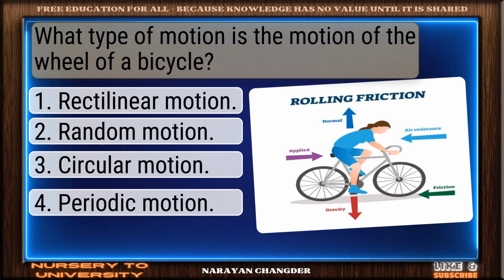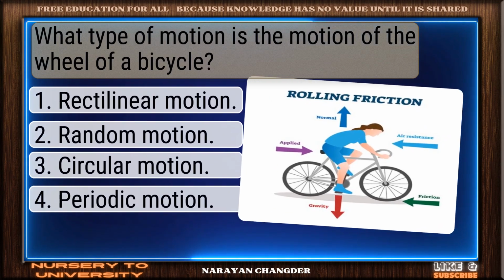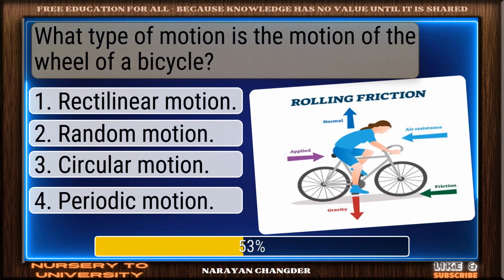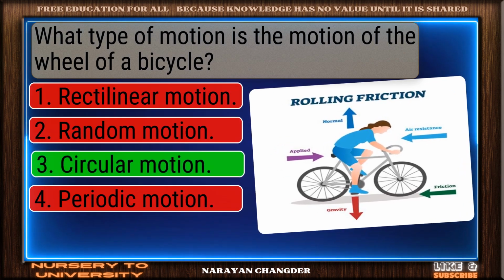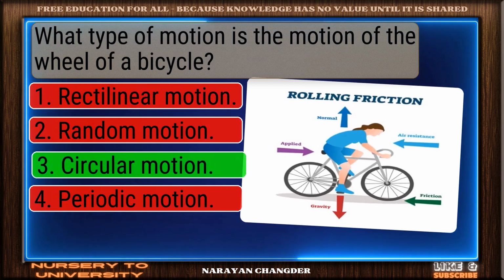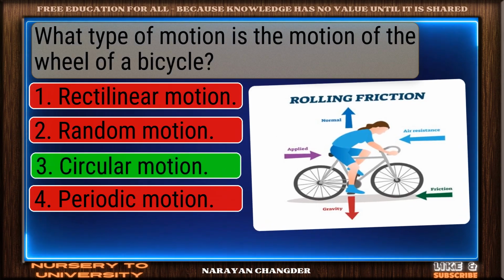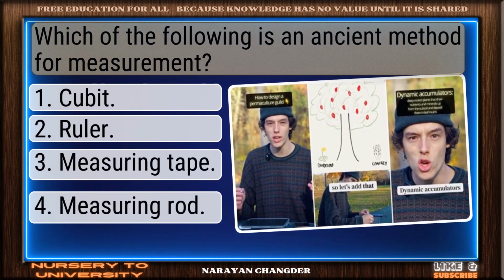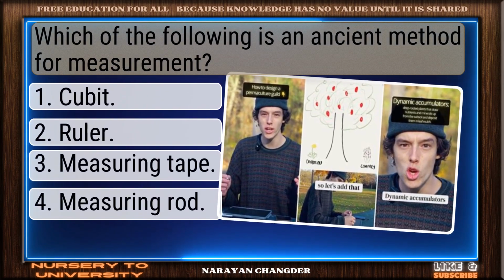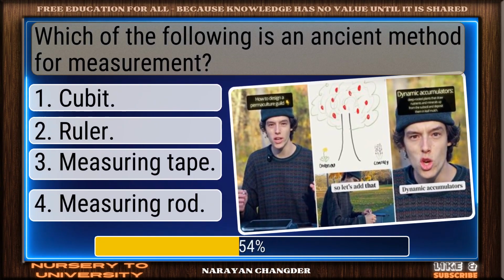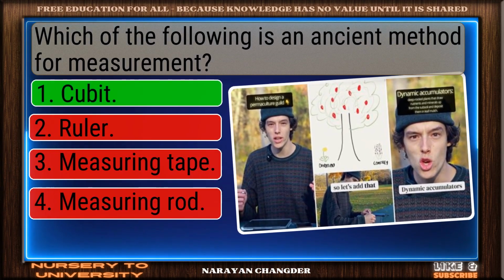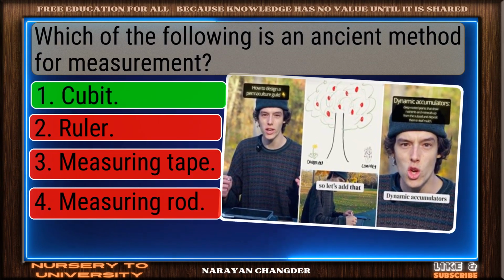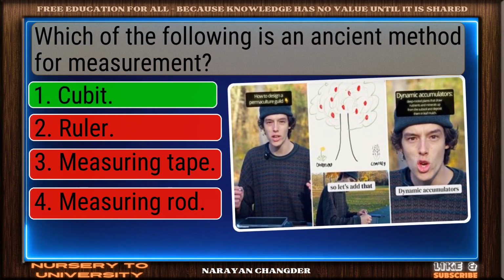What type of motion is the motion of the wheel of a bicycle? Sharp thinking. Circular motion is the right choice. Which of the following is an ancient method for measurement? Nice selection. Cubit is the correct and valid answer.